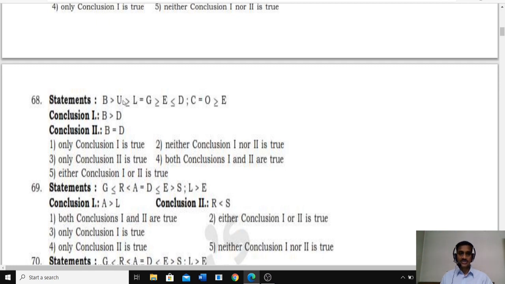Then 68, the relation between B and D. B is here, D is here. Between these two, one greater than, one lesser than, two opposite symbols, hence no relation can be drawn between B and D. Hence neither one nor two, that is choice 2, 68.